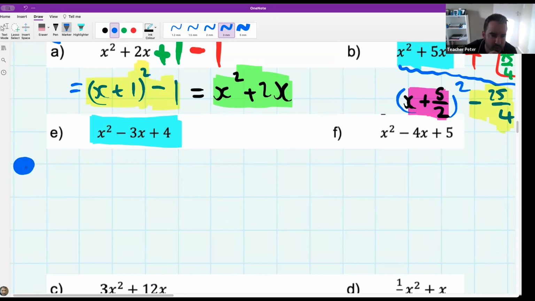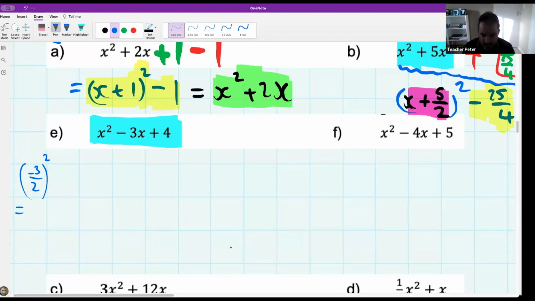I like doing a little bit of working out on the side here, just to help me. So minus 3 over 2, but now I need to square that. What's the number going to be that I need to add? Okay, it's going to be 9 over 4.